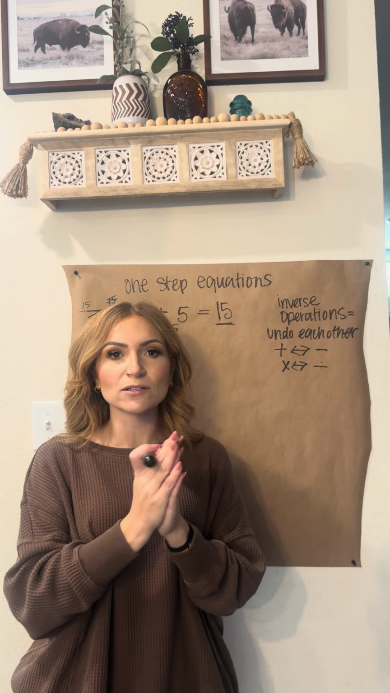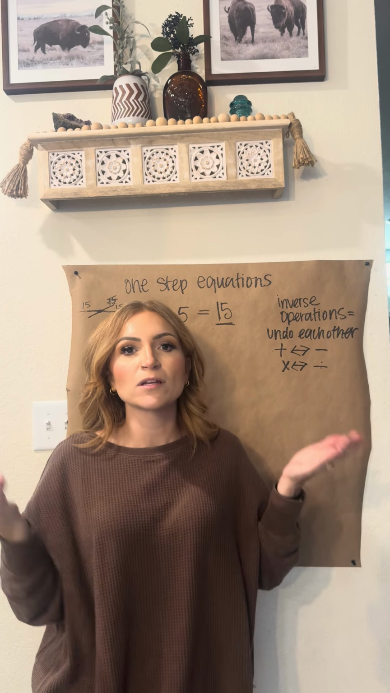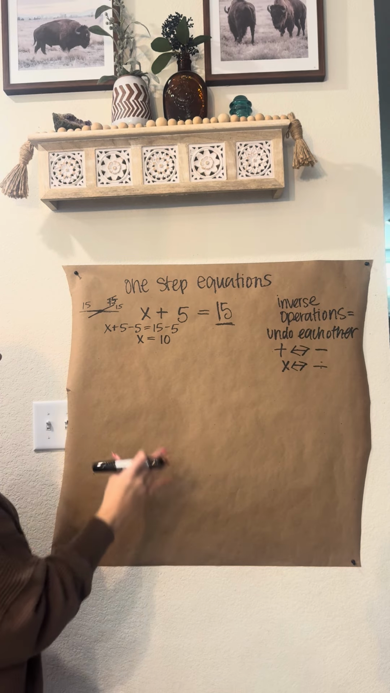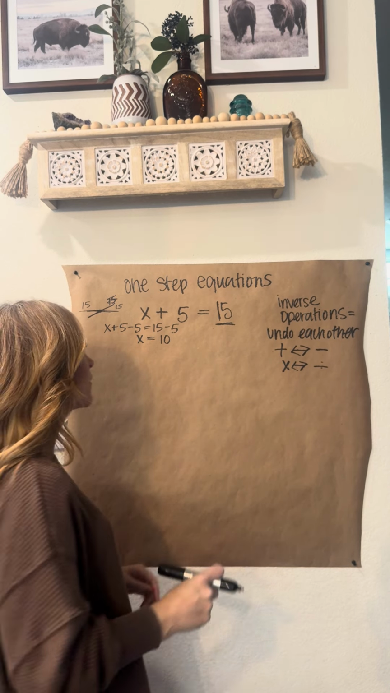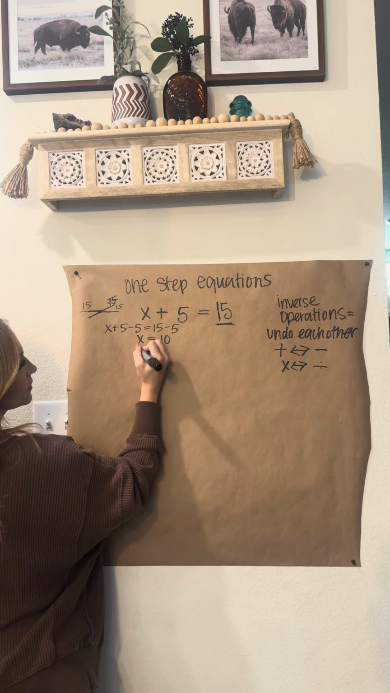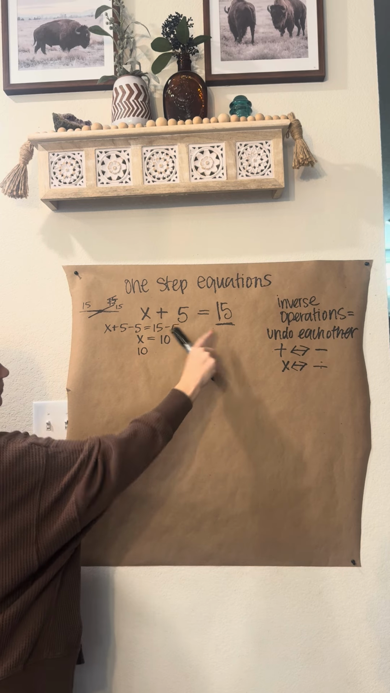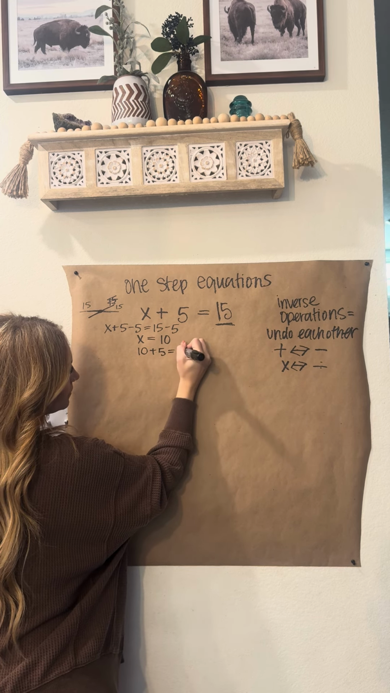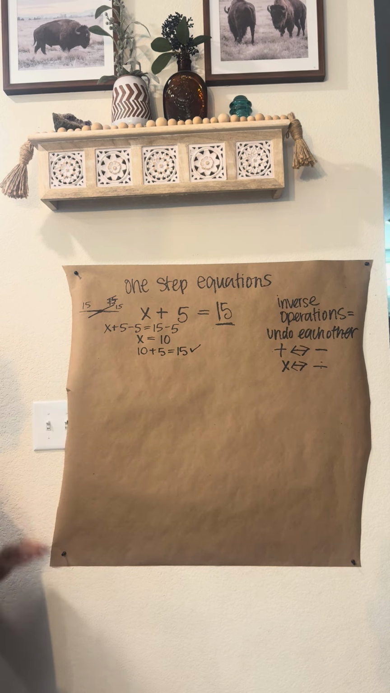We wanted to get x alone on one side of the equation so we could figure out what our variable was. Let's plug it back in and make sure that we got the correct answer, okay? X, first part, 10 plus 5 equals 15. So that checks out, right?